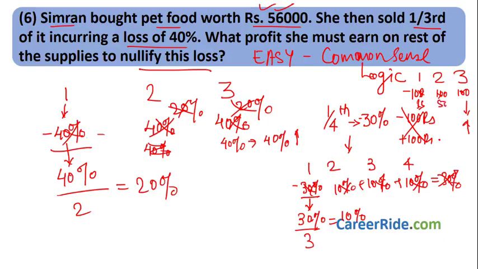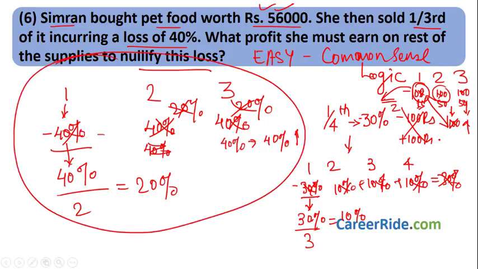So I should get 50 rupees over here, 50 rupees over here, which when added will give me 100 rupees profit, which gets nullified with this loss. How did we get 50? We simply took 100, which was the loss, and we divided it by the 2 parts. So 100 by 2 is 50. Same thing we did over here.